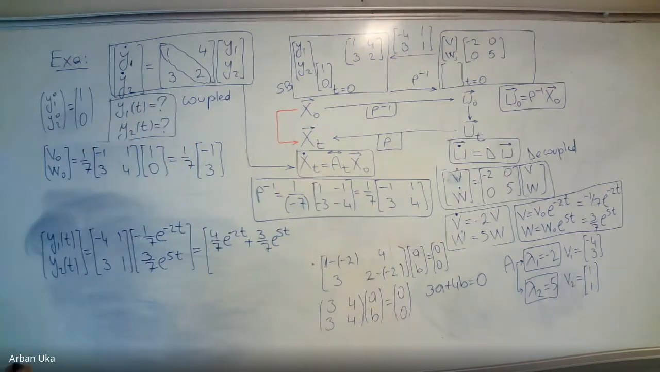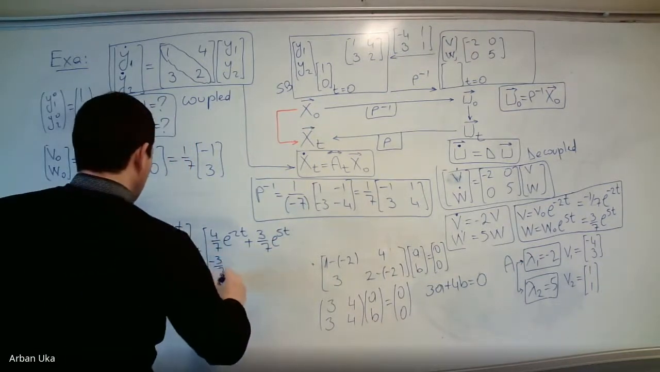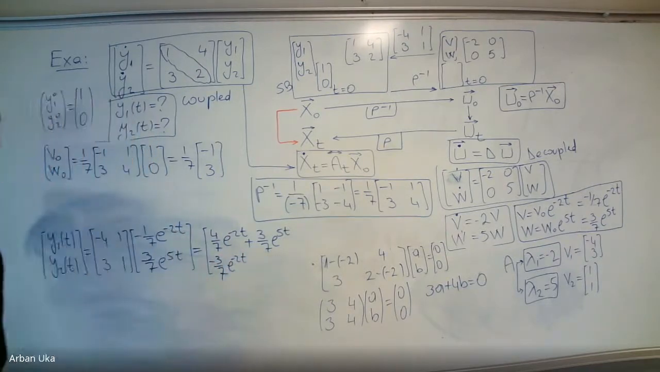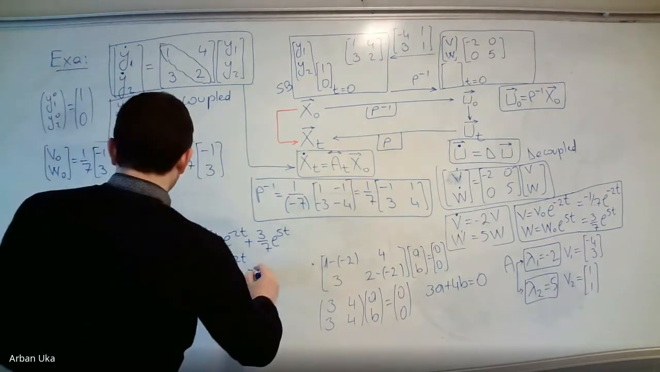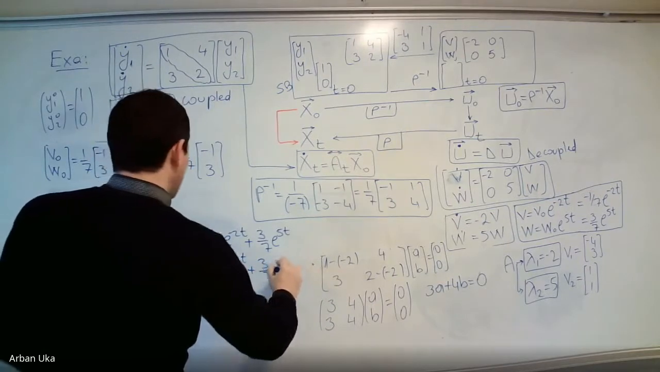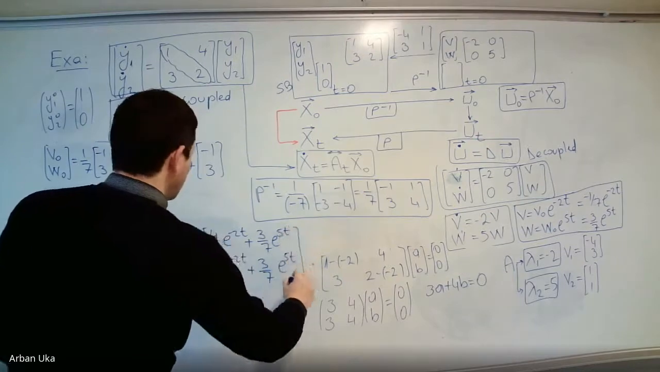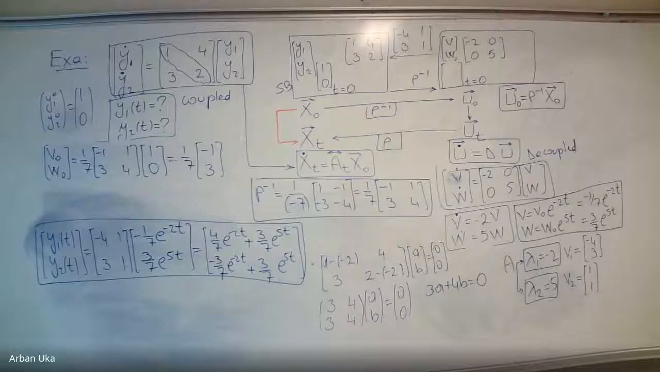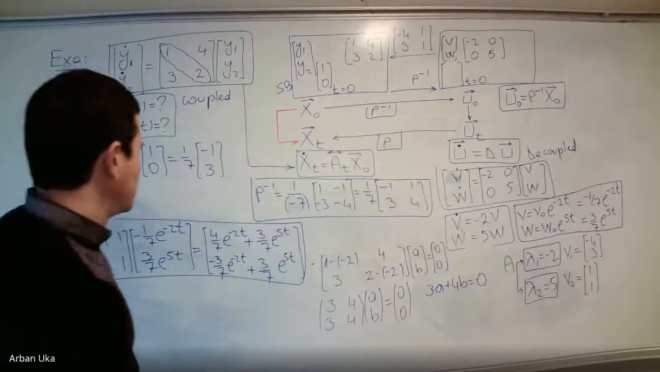Then we have -3/7 times e to the power -2t, plus 3/7 times e to the power 5t. This is the final answer. Use the power of the matrices here. Say it again. Can we use the matrix powers here? No, we cannot. And you don't need it, actually. But this is the answer.